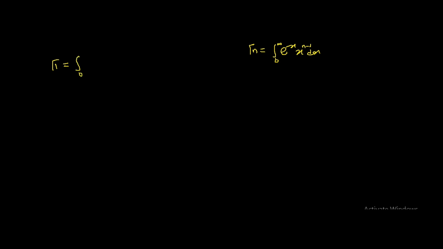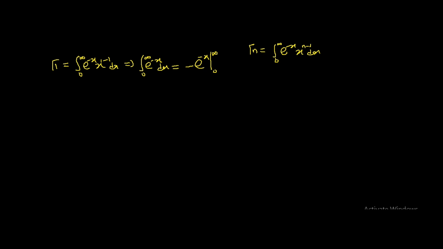So this is going to be the integral from 0 to infinity of exponential minus x raised to the power of 1 minus 1 dx. This implies that this is the integral from 0 to infinity of exponential minus x, because x raised to the power of 0 is going to give you 1. So now we are going to integrate this function. If we do, we are going to have minus exponential minus x from 0 to infinity.